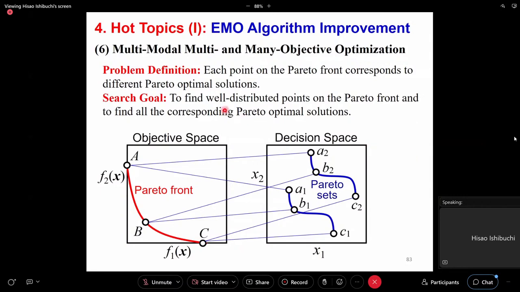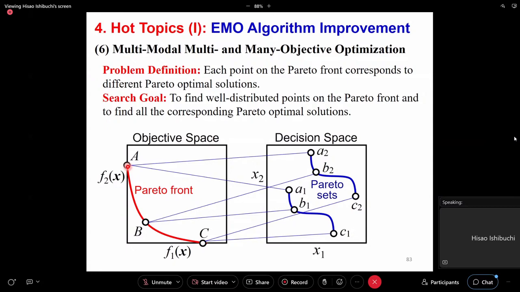So this is a multimodal, multi-objective optimization problem. The definition is that each point on the Pareto front corresponds to different solutions in the decision space. So different solutions map to the same point.